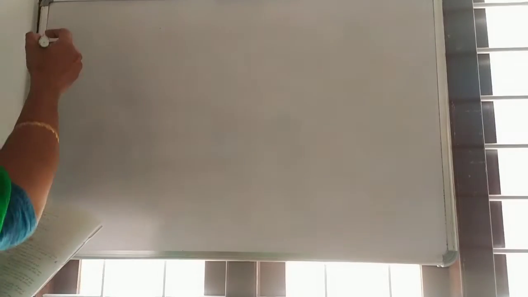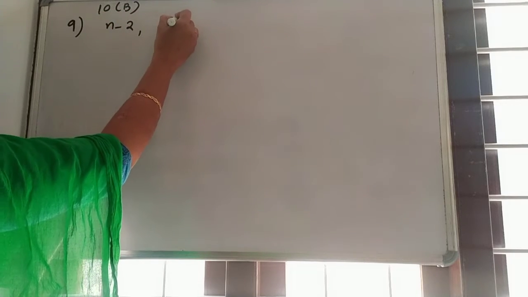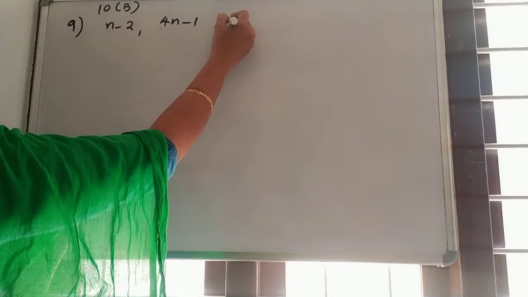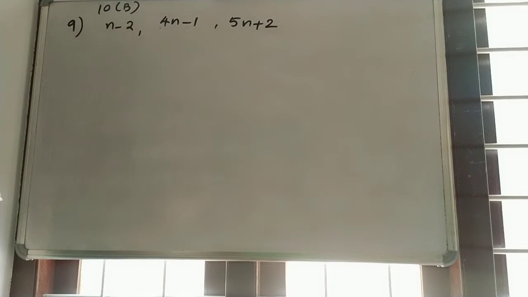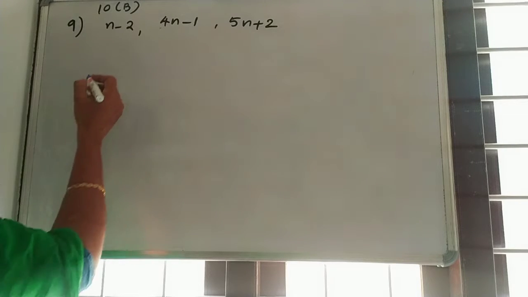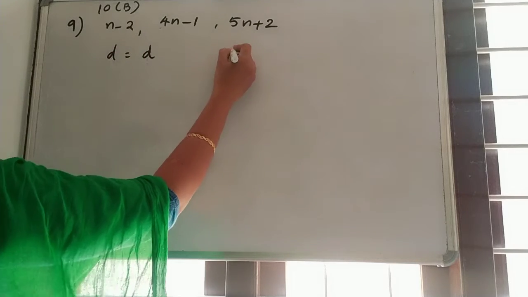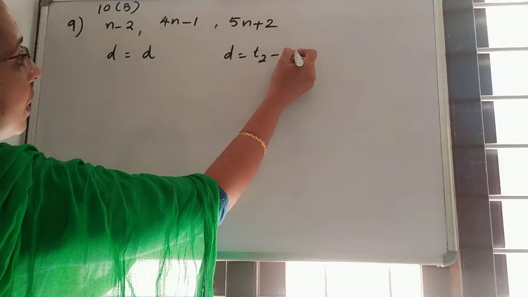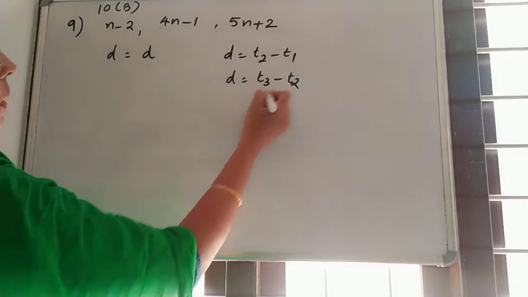Given n minus 2, 4n minus 1 and 5n plus 2 are in AP. We want to find the value of n and the next two terms. So first, if they are in AP, we can say that the common difference will be equal. That means common difference T2 minus T1 and common difference T3 minus T2 will be equal.